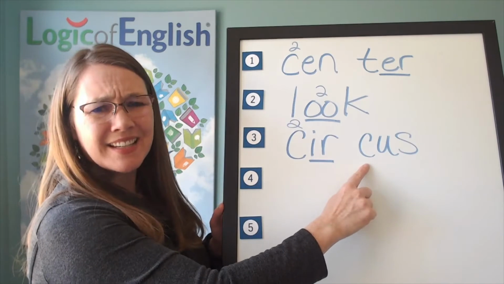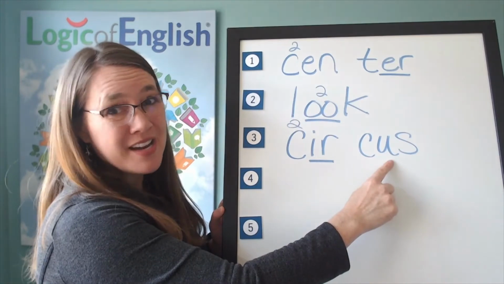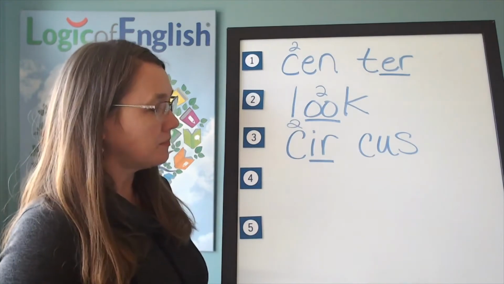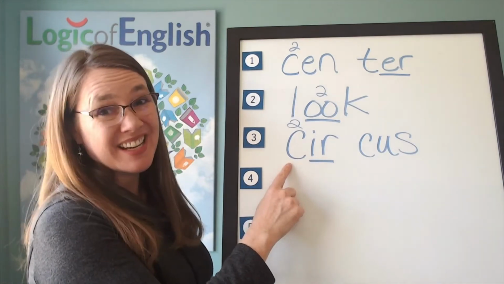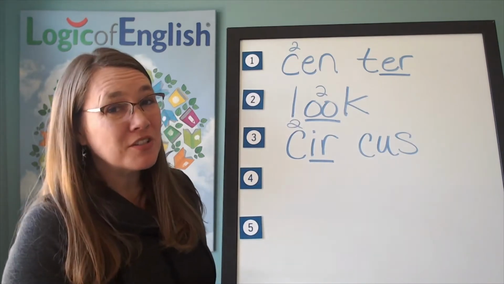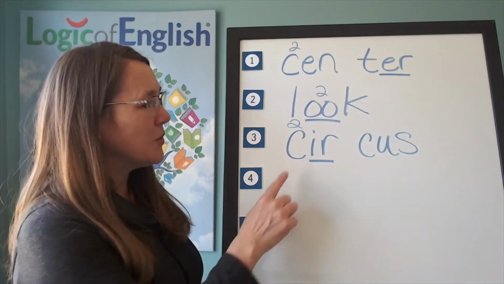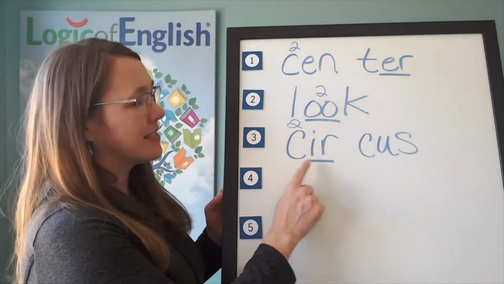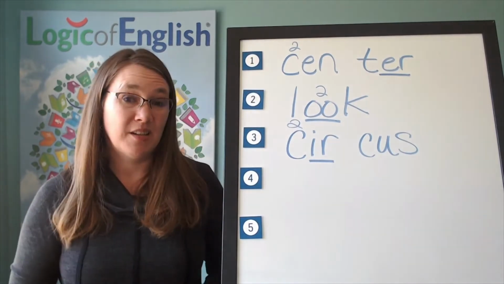Now, what is the C saying here? It's saying K. Why? Is it before an E, I, or Y? No, it's not. So it needs to say K. Now, many people think this word is crazy, but you can see why it's saying S here and why it's saying K here. So this would be a great word to go home and to explain to your mom or your dad or your brother or your sister. You can ask them, why does the C say 2 sounds in circus? Let's sound it out. S-er-k-us, circus.